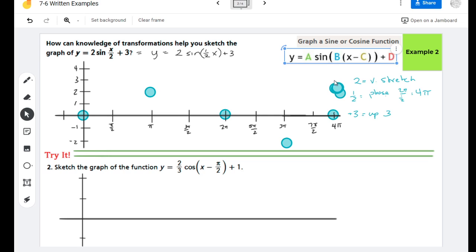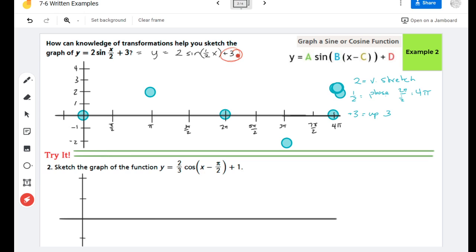That's our B value, right? So I dealt with A, I dealt with B. Now I'm looking, is there a C? There's not, right? There's nothing being added or subtracted from X in the grouping symbol. Don't let yourself get confused on this original equation because there's no grouping symbols. Pop a grouping symbol around there if you need it to help you to see it. But that +3 is not part of the sine, or else they would have put a parentheses around it. Okay, so there's no phase shift, there's no horizontal translation.